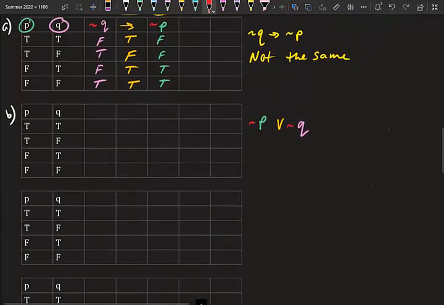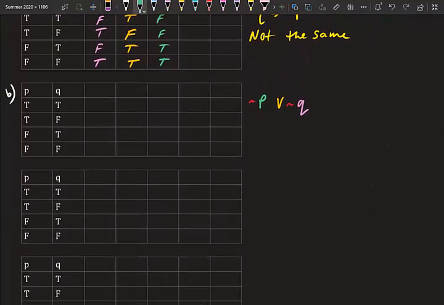All right, let's figure out if this is equivalent or not. So we have negation P or negation Q. It's or, so only one thing needs to be true for or. Negation P, everything opposite P, we have F, F, T, T. Negation Q, so opposite Q, so F, T, F, T.